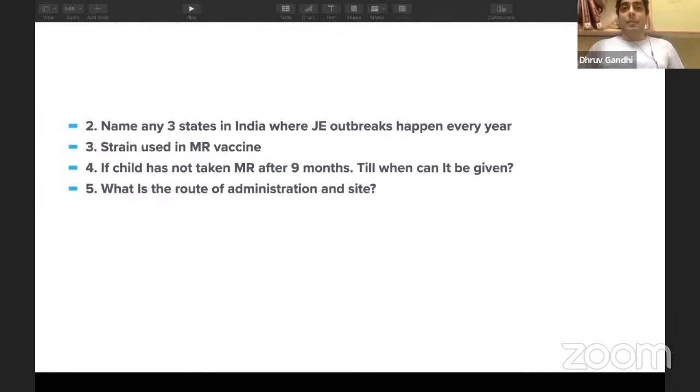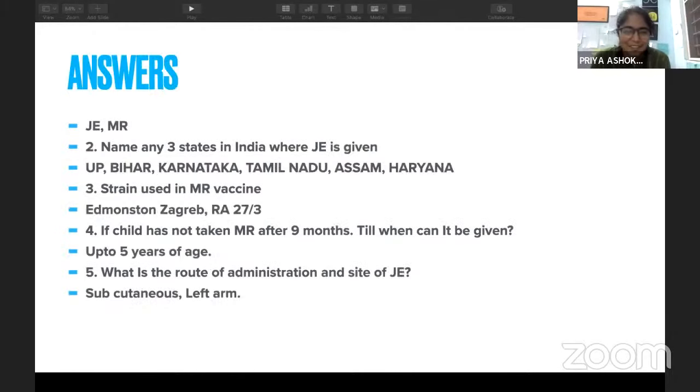And in the right arm. Right? In the right forearm. No, not forearm. It's actually given on the left side. I'll not give you points for that though. Okay. So it's given on the arm only, not in the forearm.